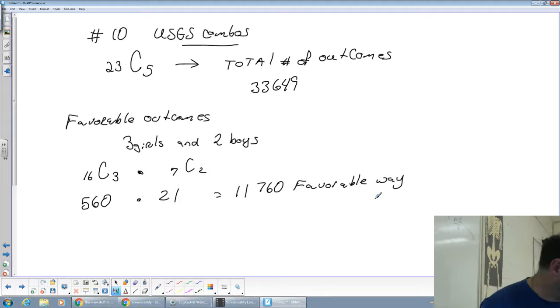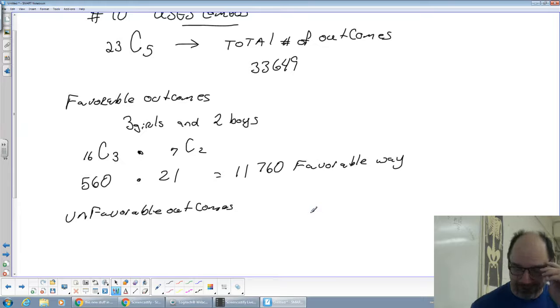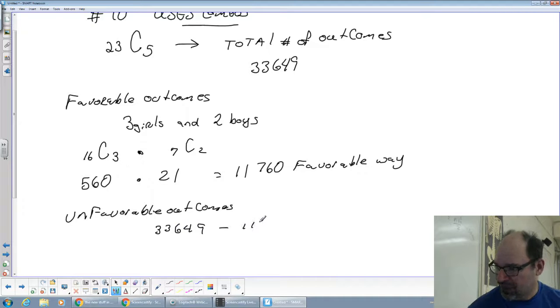Okay, so now we have to be careful about the type of question. It says, what are the odds in favor? So these are favorable ways. Now we have to get unfavorable ways. The way to get unfavorable ways is to subtract the favorable outcomes from the total number of outcomes. So we need 33,649 total, subtract 11,760 favorable. This is going to give us unfavorable.